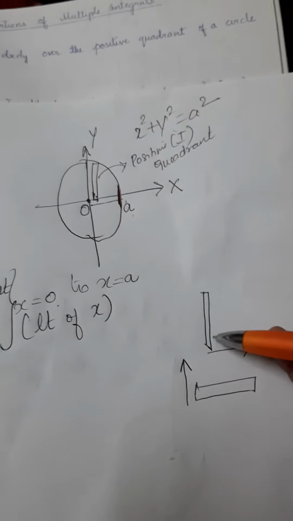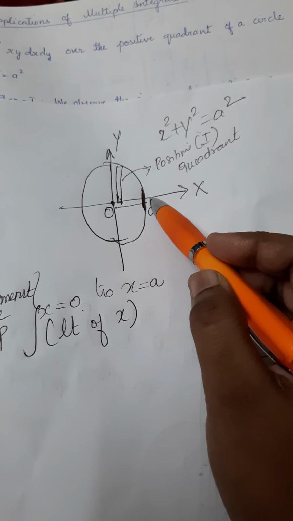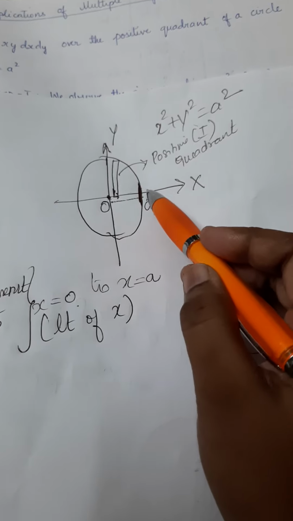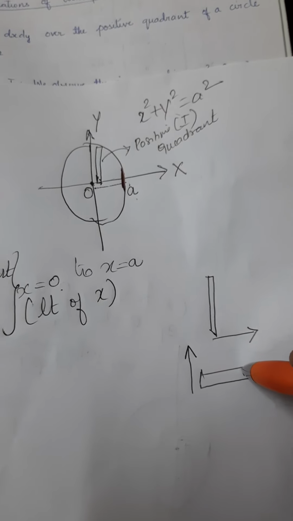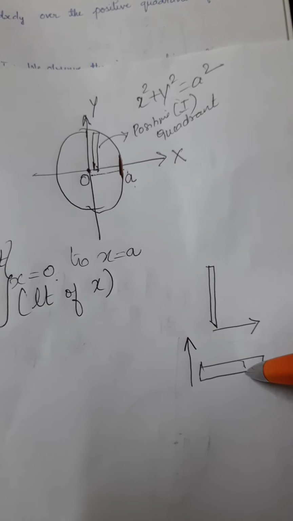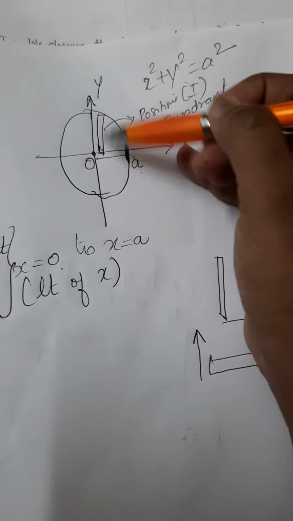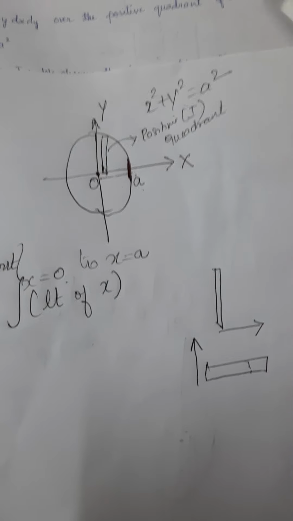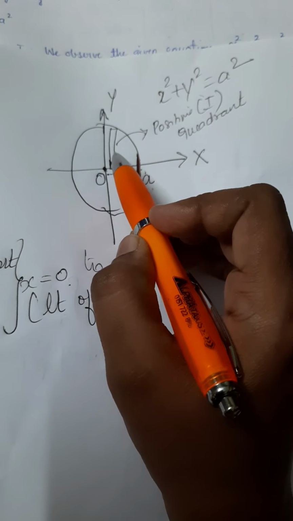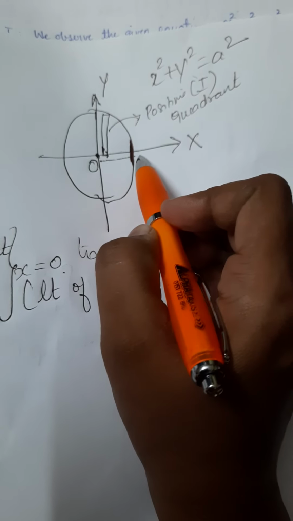If I consider a vertical strip, let the strip move along the x-axis, moving horizontally. If I consider a horizontal strip, then that will be made to move vertically along the y-axis. So let me consider a vertical strip and make it move horizontally along the x-axis.